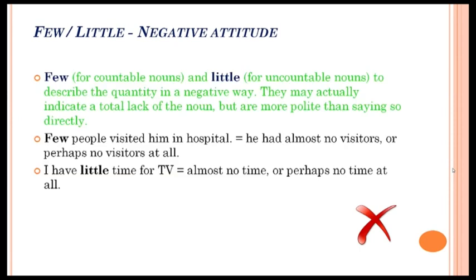When we want to say that we have a small amount of something, but we don't know precisely how many or how much, we also use few or little to express that. We use few for countable nouns and little for uncountable nouns to describe the quantity in a negative way. They may actually indicate a total lack of the noun, but are more polite than saying so directly.